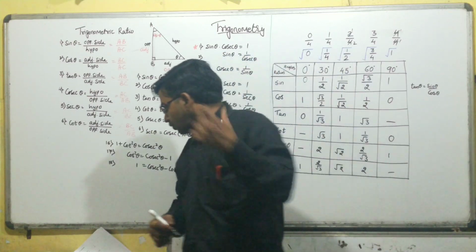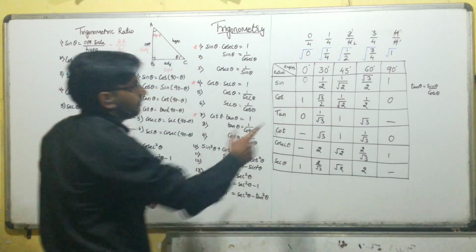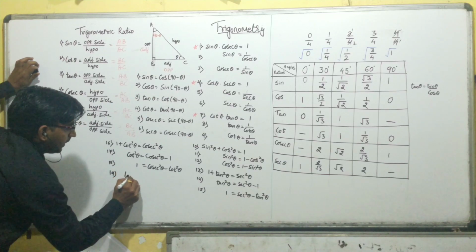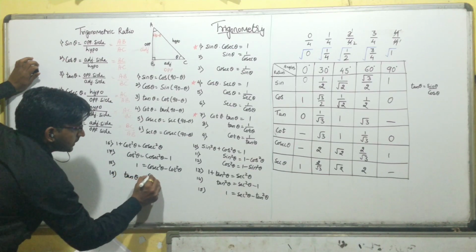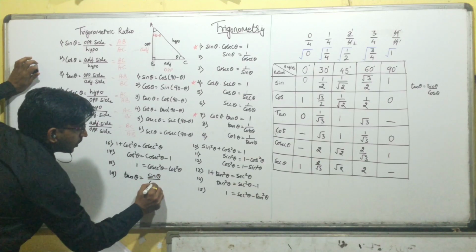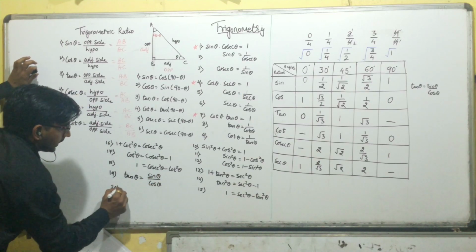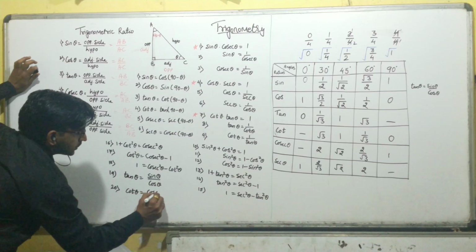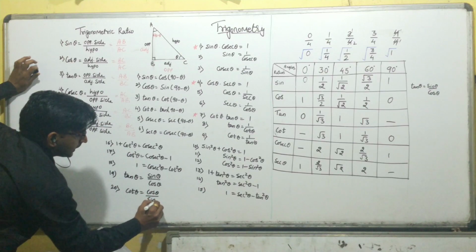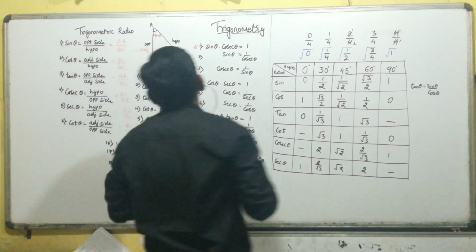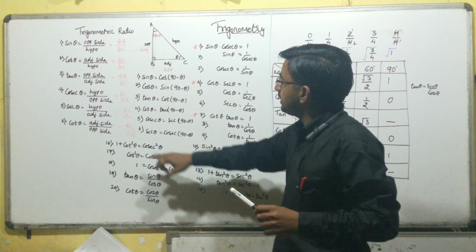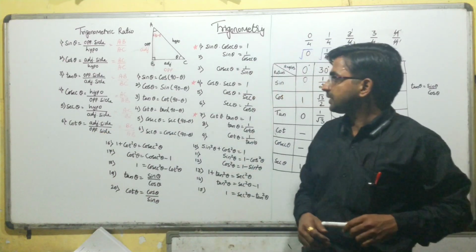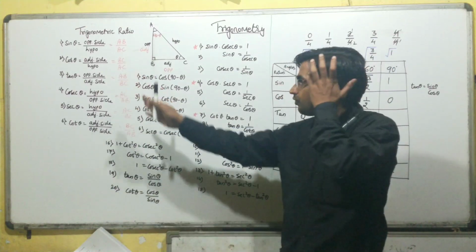I think two more small formulas are left. One is tan theta, that is sin theta upon cos theta, and the 20th one is cot theta, that is cos theta upon sin theta. So in this way, if you check, we have 20 plus 6, that is 26, and 26 plus 6, that is 32. So 32 formulas.